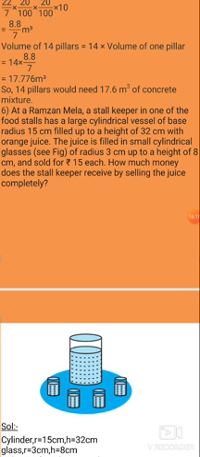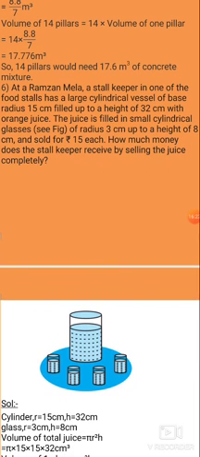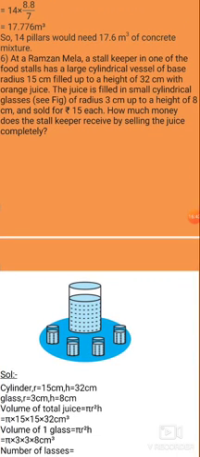Now the cylindrical shape is there, so its radius is 15 centimeter and height is what? 32 centimeter given. Now the glass radius is what? 3 centimeter and height is equal to what? 8 centimeter. Now volume of the total juice is equal to the equation what? Pi r square h, which is the cylindrical shaped figure. Now pi 22 by 7 into radius is what? 15 into 15 into height is 32.